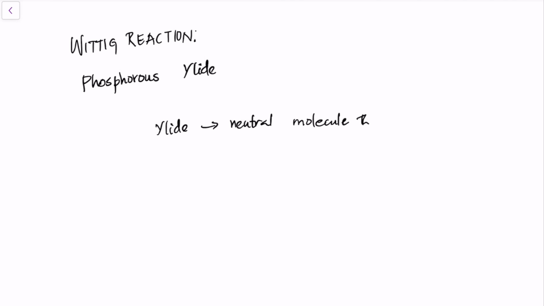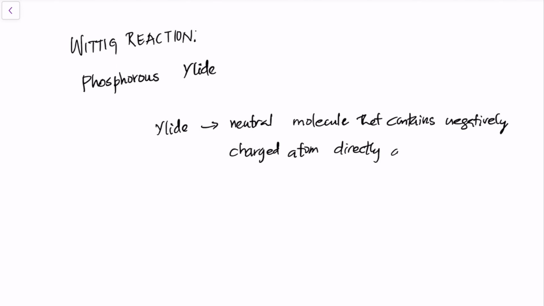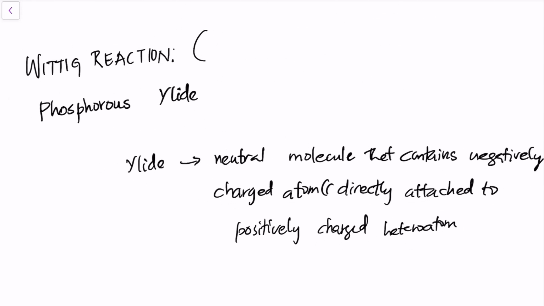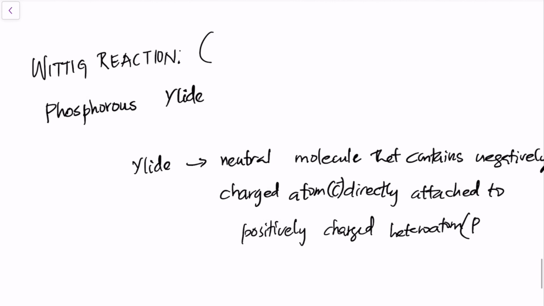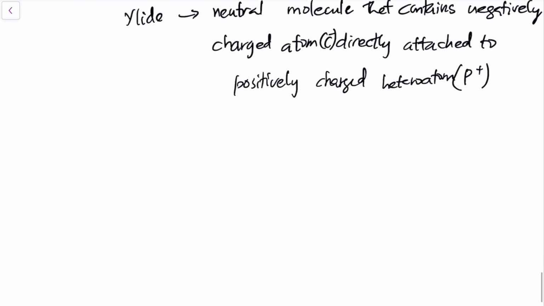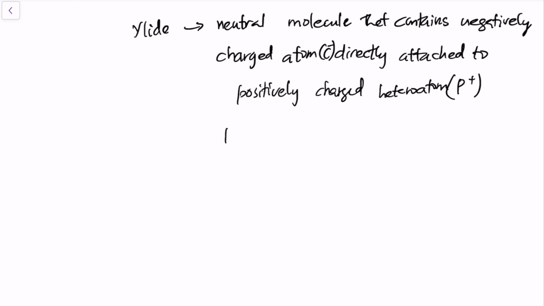A neutral molecule that contains a negatively charged atom directly attached to a positively charged heteroatom. Right, so here in this case the negatively charged atom is carbon and the positively charged heteroatom is phosphorus. So a phosphorus ylide is also called the Wittig reagent.